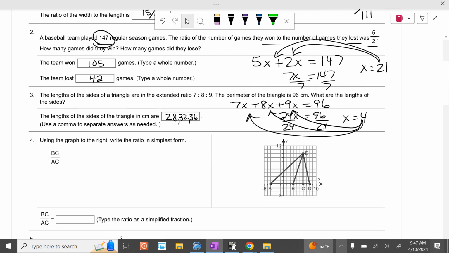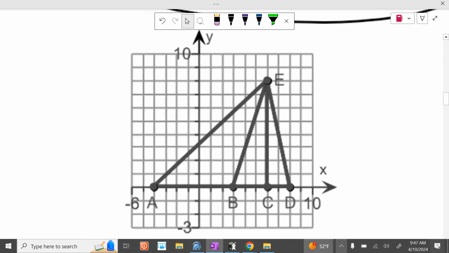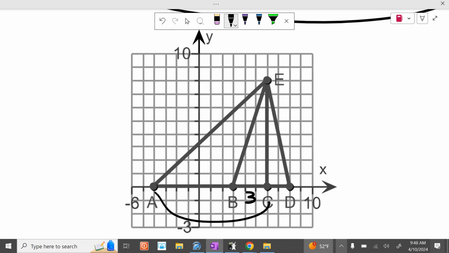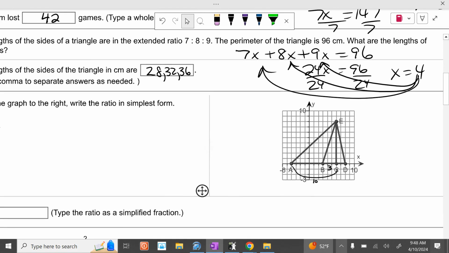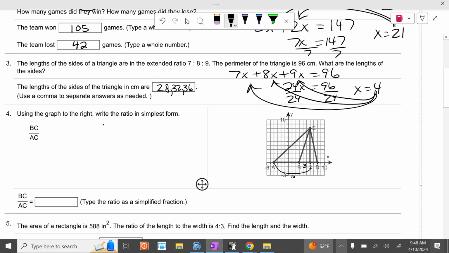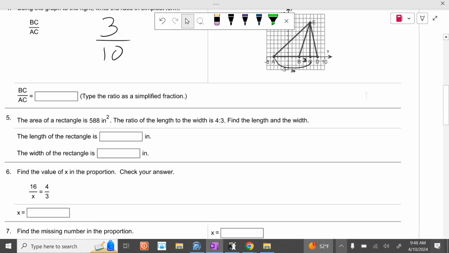Write a ratio of BC over AC. BC is 3 long. AC goes from -4 up to 6. So AC is 10 long. So it's just simply 3 over 10. You stop right there. Now, if it would be 5 over 10, what would you do? Reduce it down to 1/2.